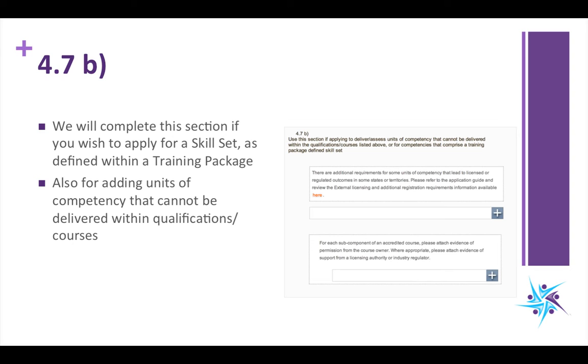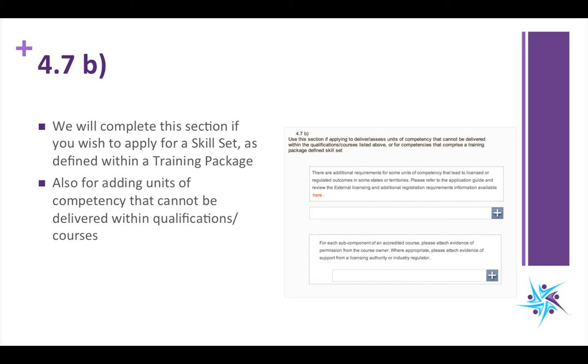Sometimes you might want to set up your own skill set, which is fine. You might have a selection of 5 units that are going to meet an industry's needs. We can put that together as a skill set, and we could possibly put it in this section as well, or we could put it as single units of competency. This section is mainly around what is already set up within a training package.